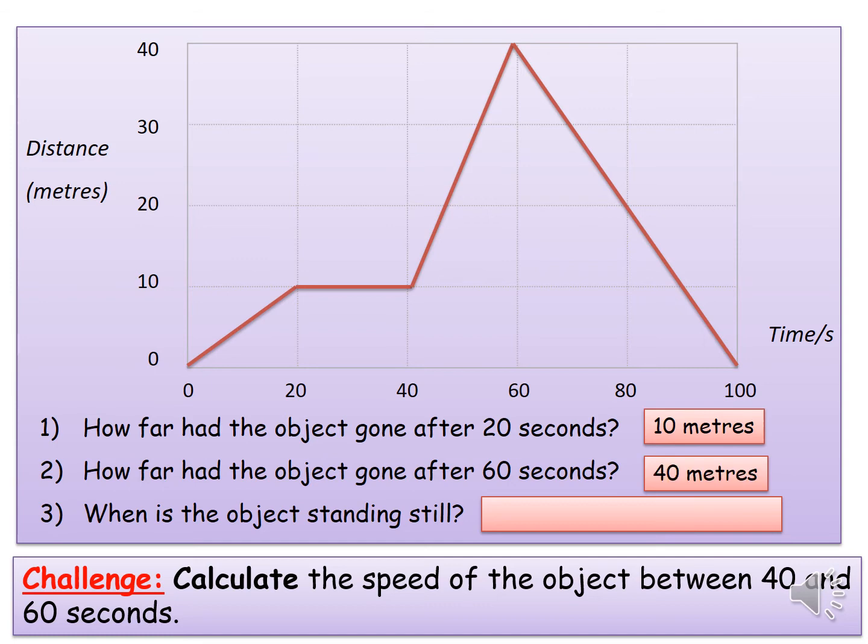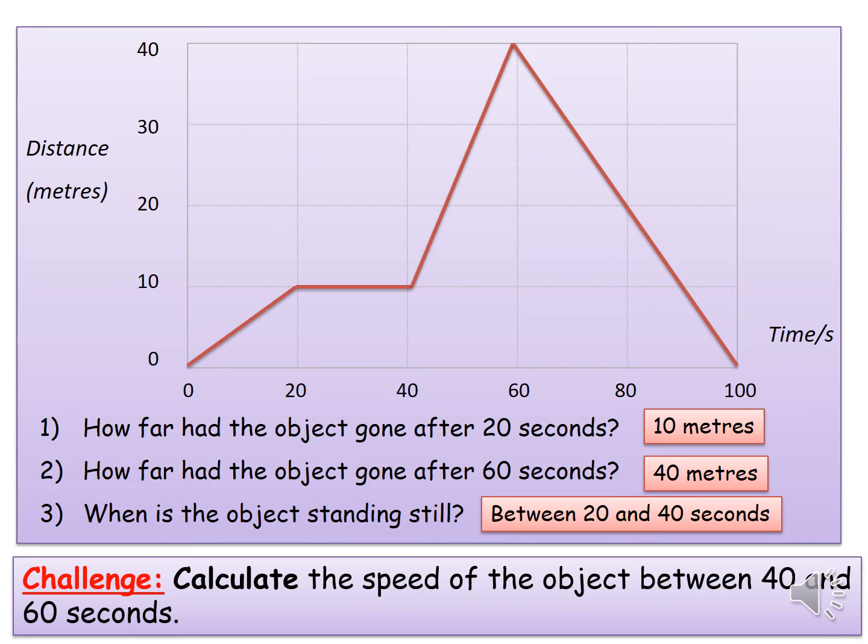Now looking at the whole distance time graph, for question number 3, it's asking us when is the object standing still. So what we need to do is look at the distance time graph to see if we can see any horizontal line. And we can see that there's a horizontal line between 20 and 40 seconds, which tells us the object is stationary between this time interval.